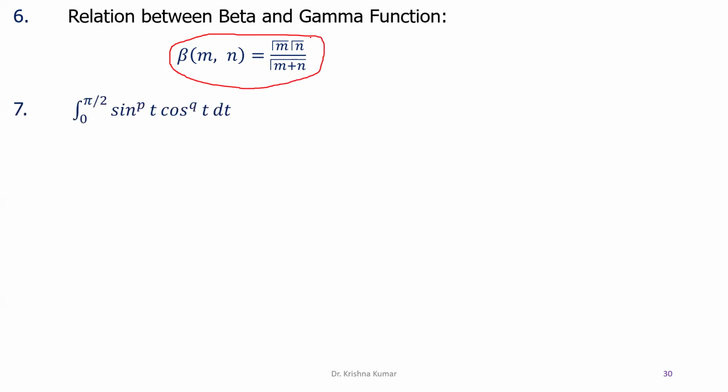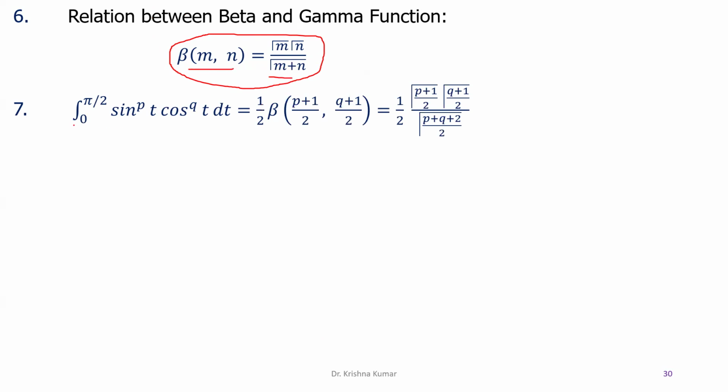Property number 7, we have already seen this one, and it can be written as, if we apply this relation between beta and gamma function, integration of sine to the power p theta cos to the power q theta under the limit 0 to pi by 2 with respect to theta, which is equal to 1 upon 2 beta of (p plus 1) by 2, (q plus 1) by 2. So if we apply this formula, we can write 1 upon 2 into gamma of (p plus 1) by 2 into gamma of (q plus 1) by 2 whole divided by gamma of (p plus q plus 2) upon 2.